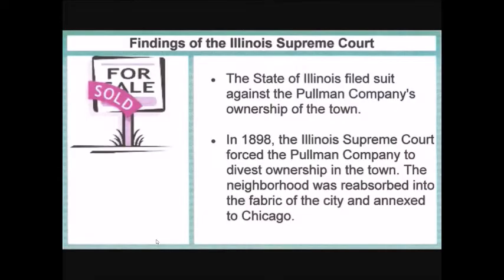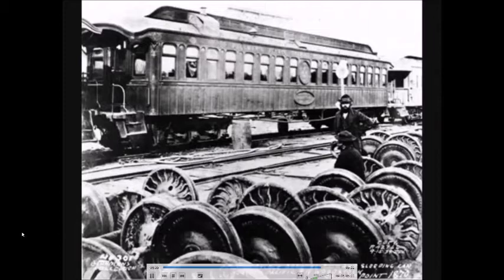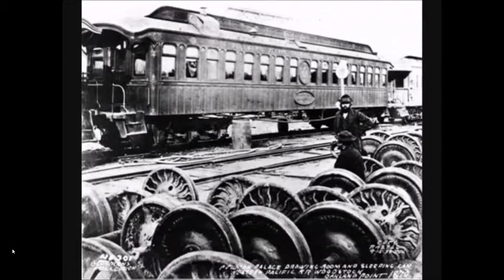3 years later, he was dead. The homes in the town were sold. In 1898, the Illinois Supreme Court forced the Pullman Company to divest ownership in the town, give up ownership of the town. And the neighborhood was reabsorbed into the fabric of the city and annexed to Chicago, soon sold off for private ownership. The experiment was over.